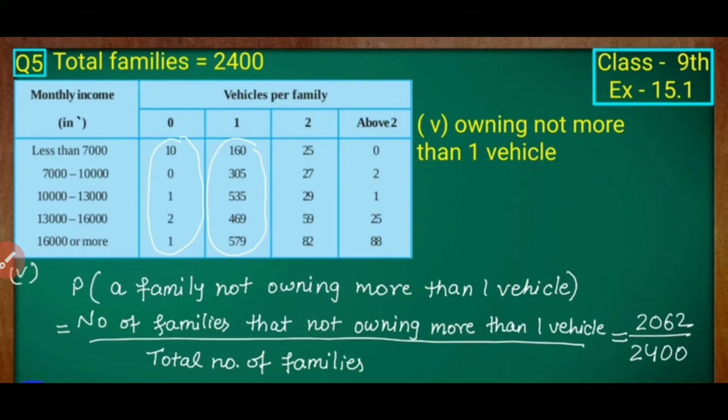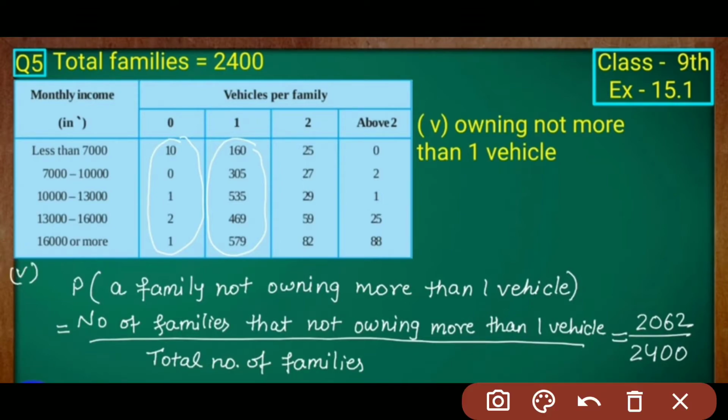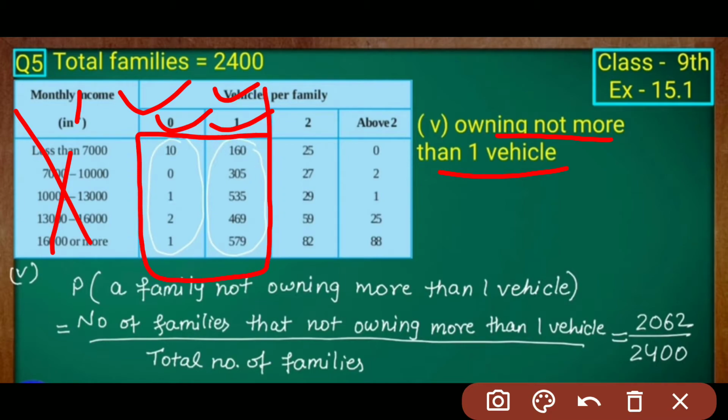Owning not more than one vehicle. What does this mean? Owning not more than one vehicle means the income source is not specified. Not more than 1 means we have to take 1 and also 0. So what is included in these two columns, all together when we sum up, will give you 2062. And the total number of families we have is 2400. So both can be divided by 2.